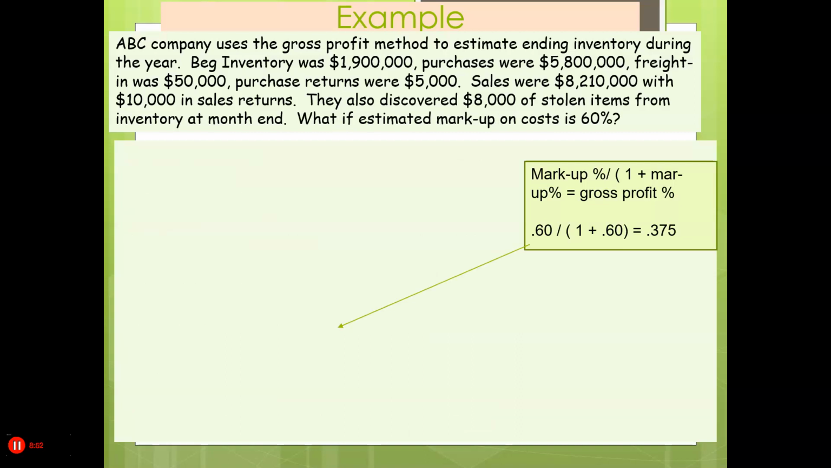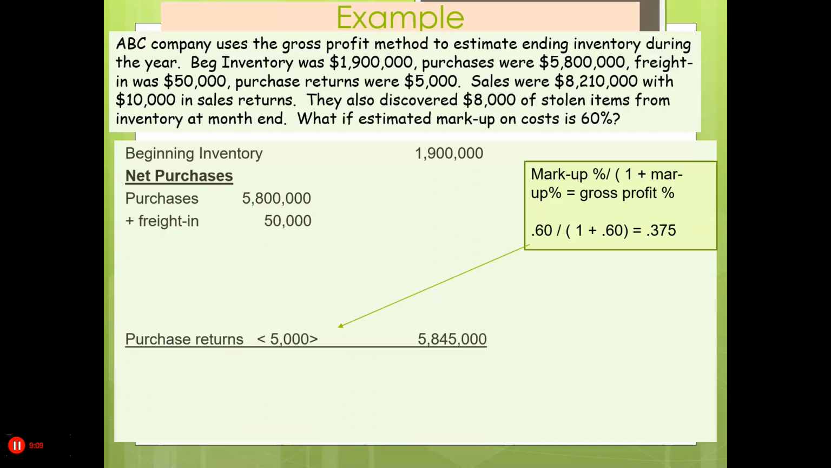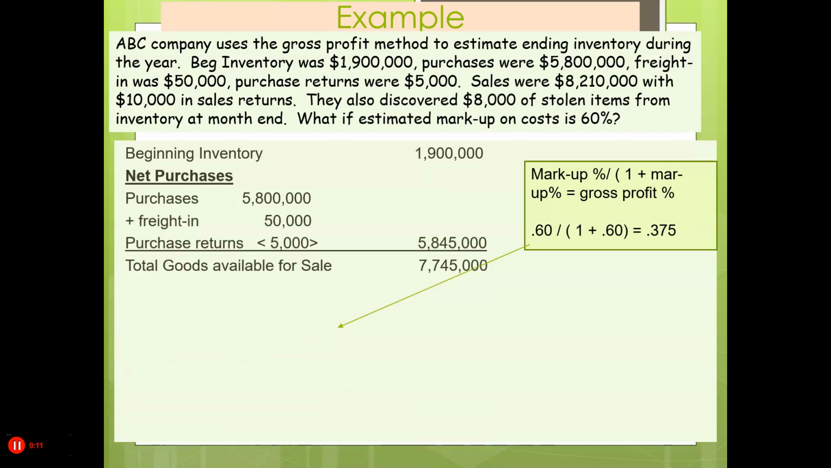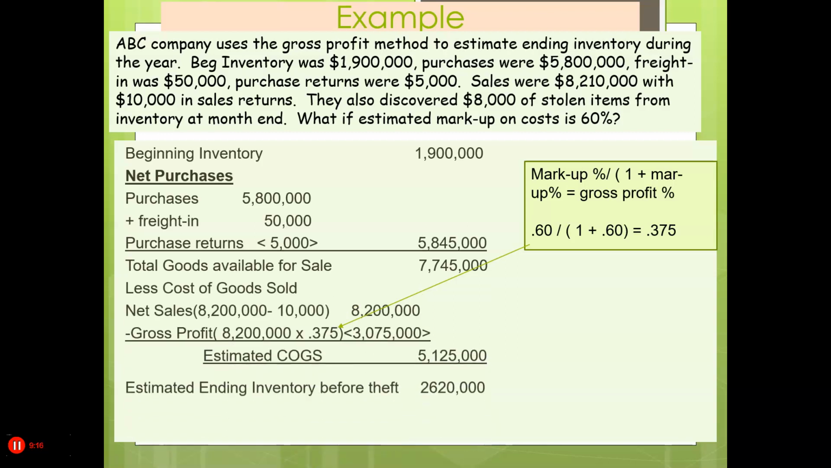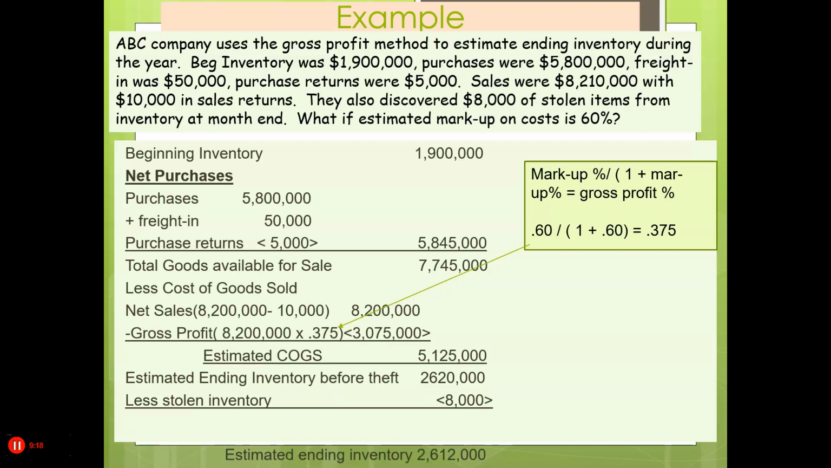Now, what happens if instead they gave you markup? Well, what we have to do again is our formula. We're going to take our markup divided by 1 plus the markup. It gives you our gross margin. And now we're going to do our same calculations again. And that would be what our ending inventory would look like. And that concludes part 1 of this presentation.